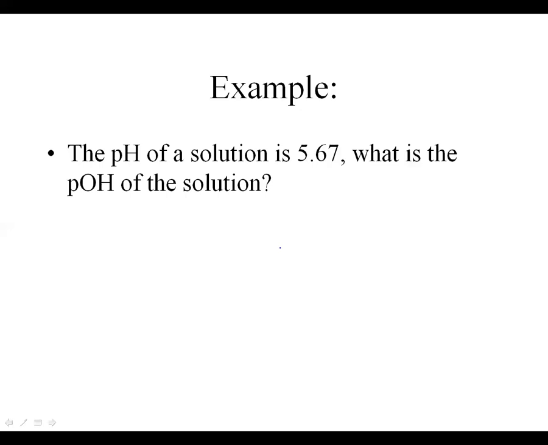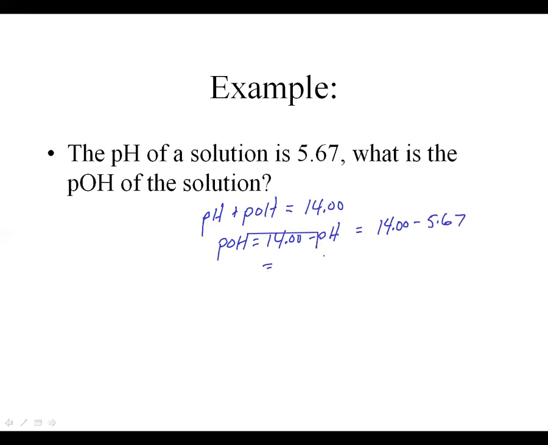Okay, so in this one, we're given the pH, we want the pOH. So this is a perfect one to use the relationship that we saw, that the pH plus the pOH equals 14. And in this case, we're looking for the pOH. So that would be 14 minus the pH. That's 14 minus 5.67. And if we do that, we get a pOH of 8.33 for this particular one. So 8.33 is our pOH.